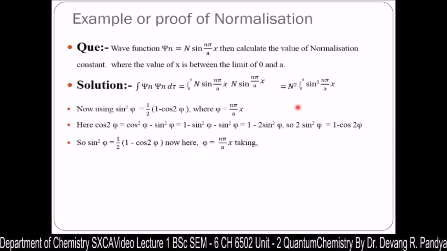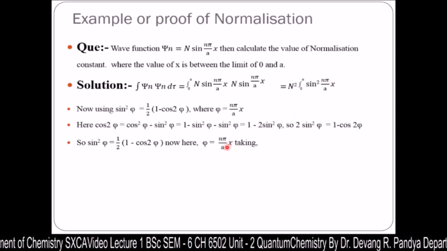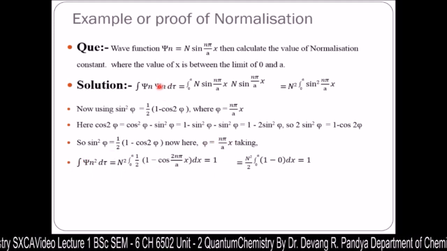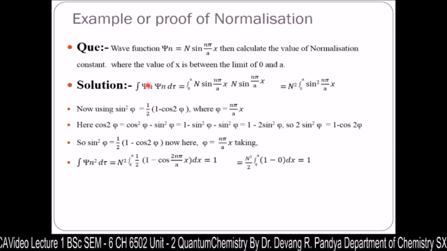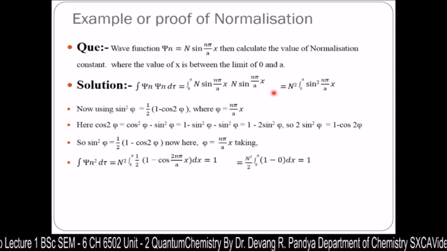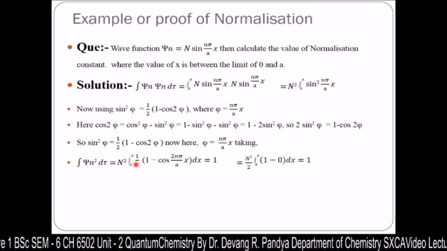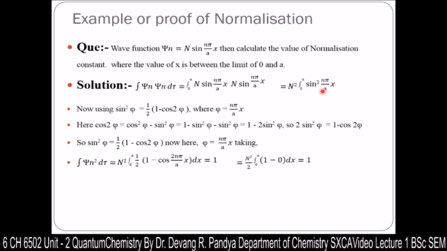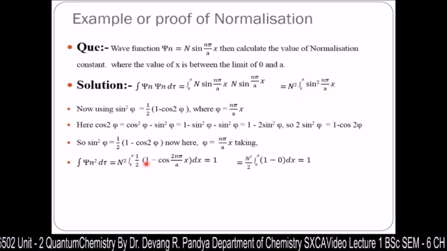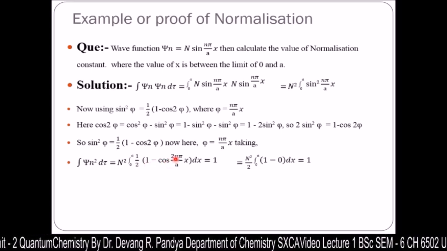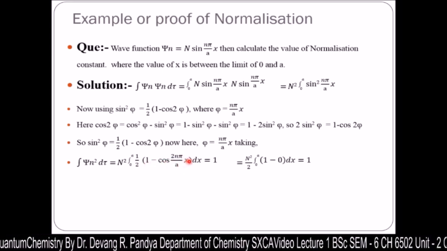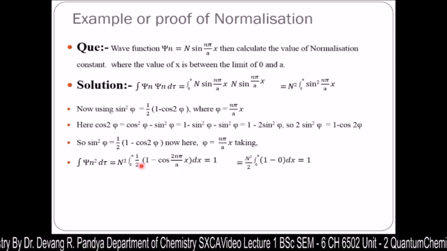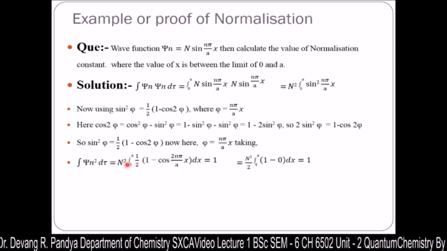Now here we are going to take phi as n pi by a x, and if we take that one, we get the integration of psi n squared d tau. This is equal to n square integration 0 to a. Now instead of sine square n pi by a x, we need to write 1 by 2 into bracket 1 minus cos 2 n pi by a x, dx is equal to 1. So that is equal to n square by 2. This 2 is also a constant, so we kept it outside the integration.